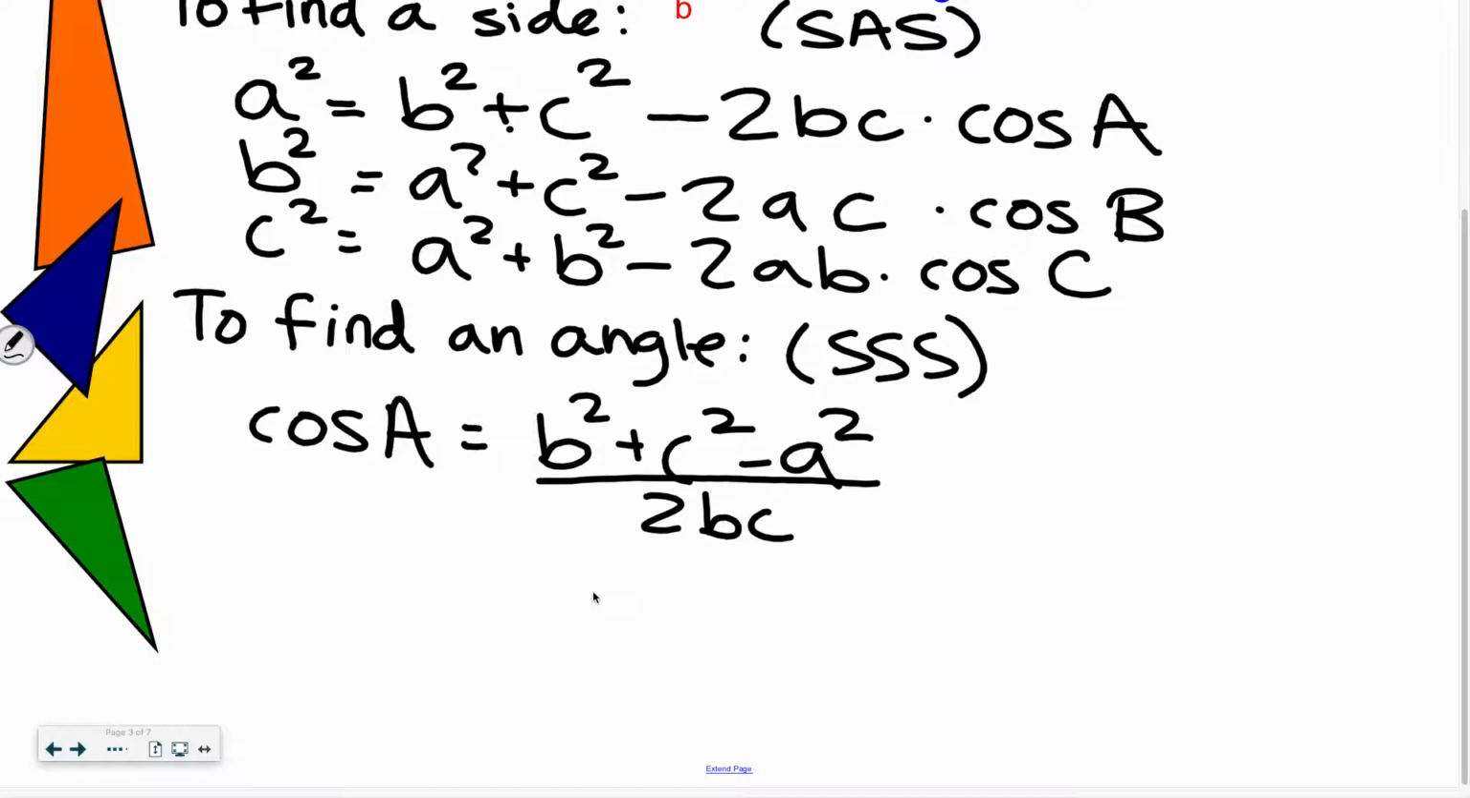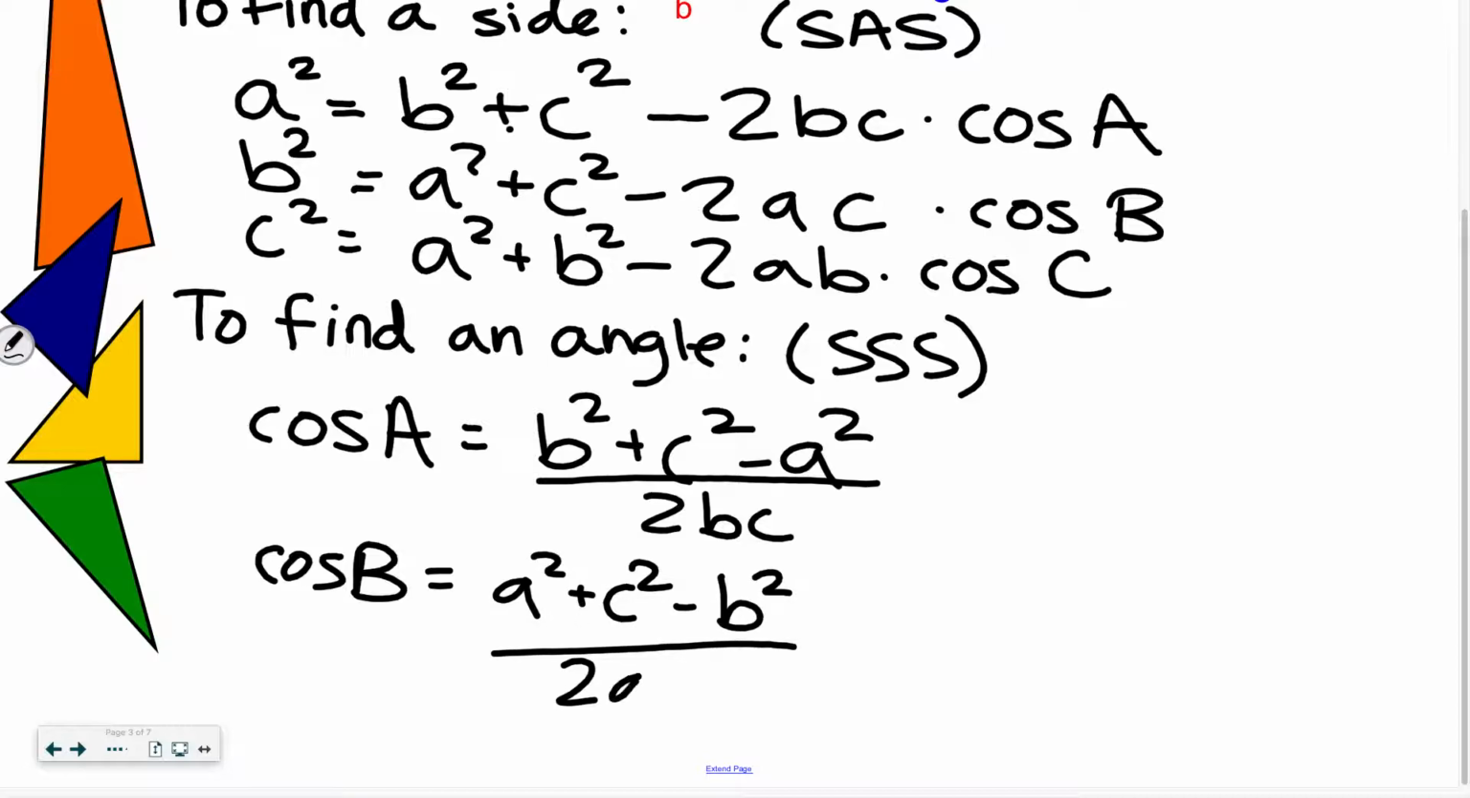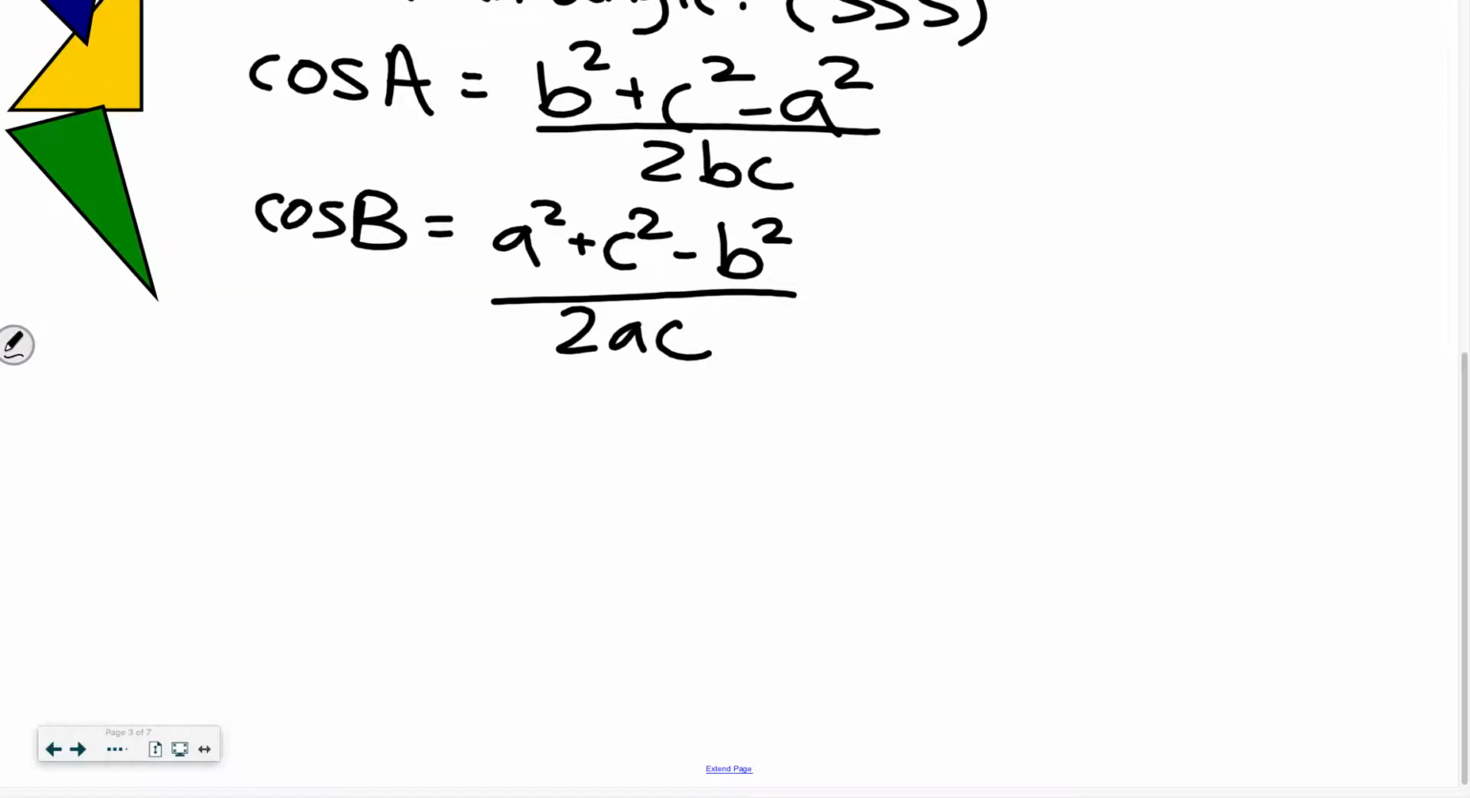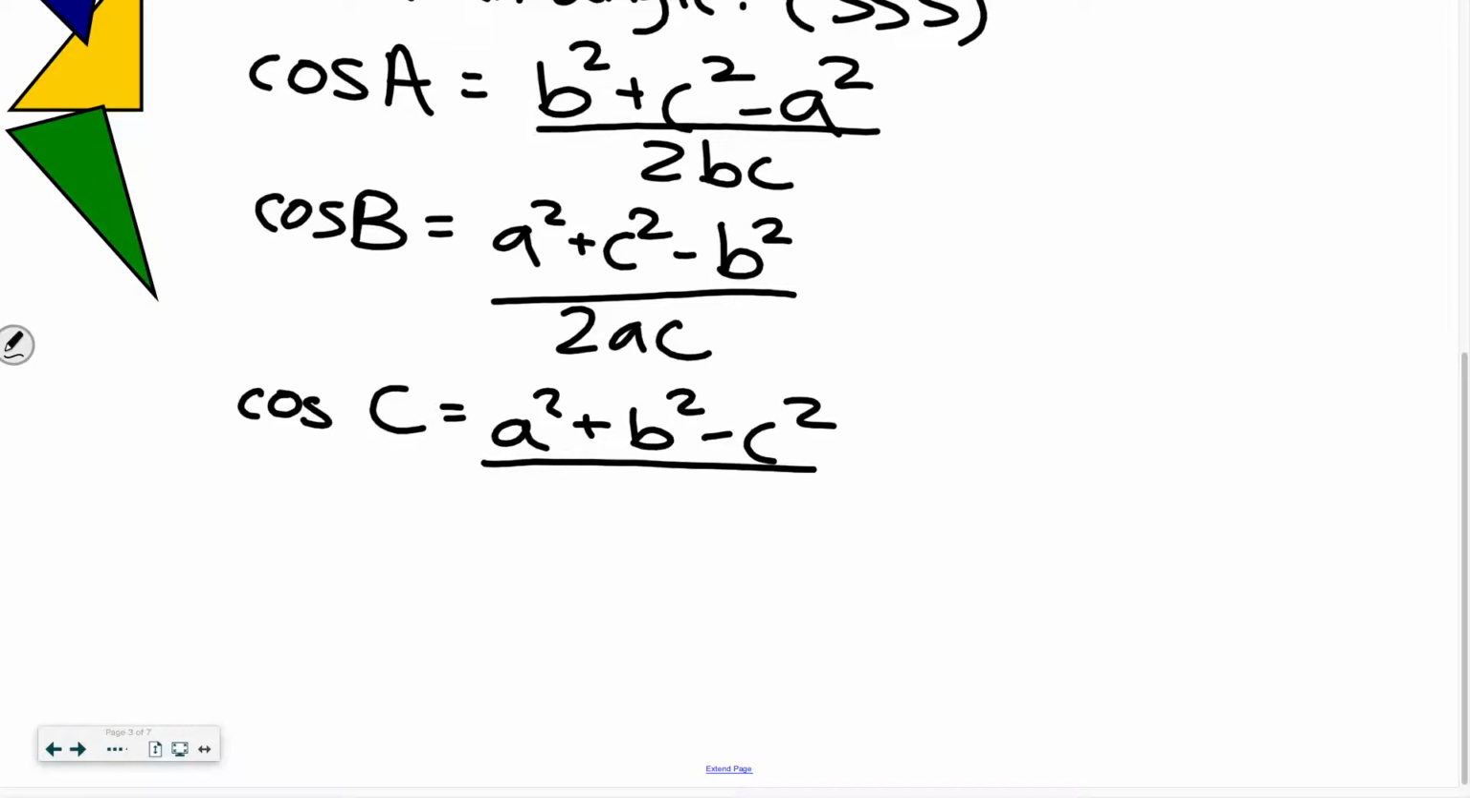So you could imagine there's two more versions, right? Cosine B: if I'm finding B, B is going to be the one I subtract. So it would be a squared plus c squared minus b squared over 2ac. And the cosine of angle C is a squared plus b squared minus c squared all over 2ab. I like to put everything in alphabetical order.